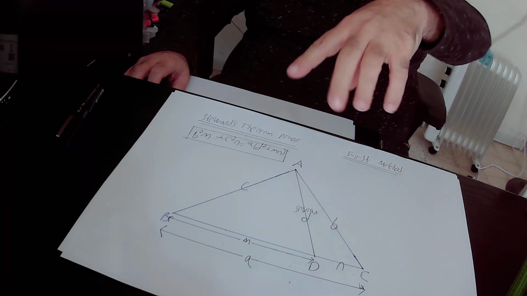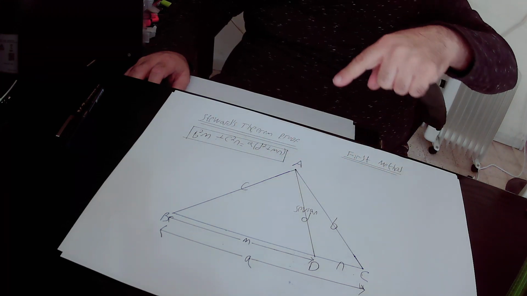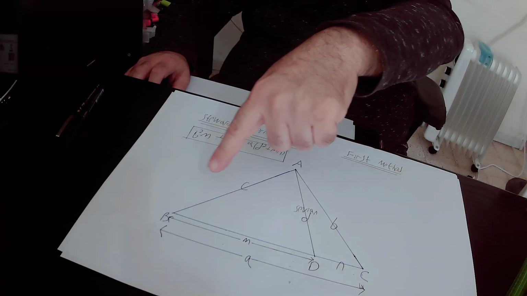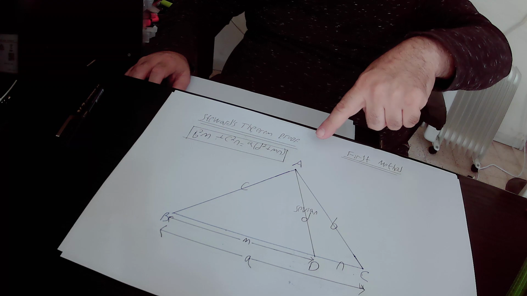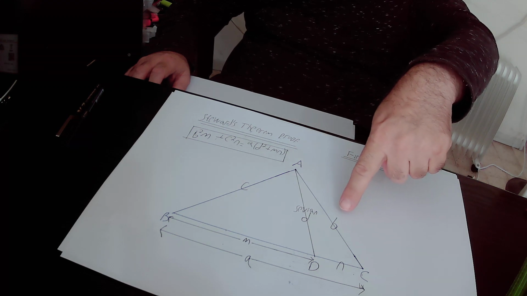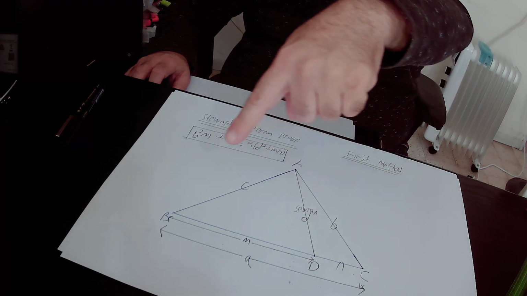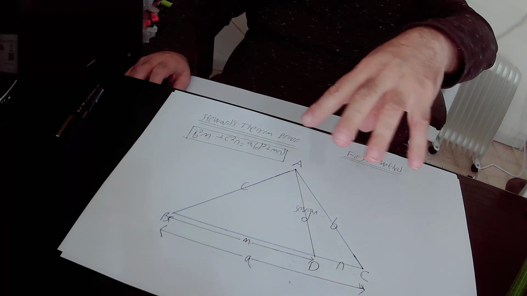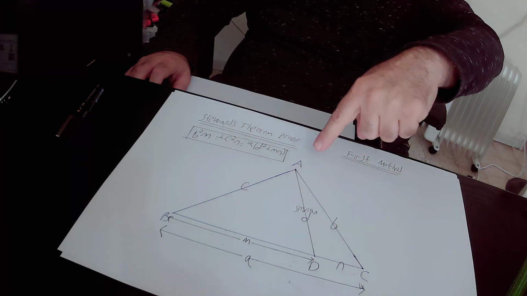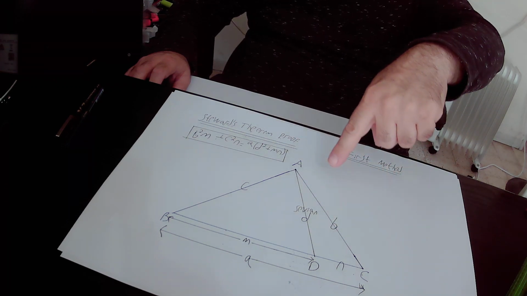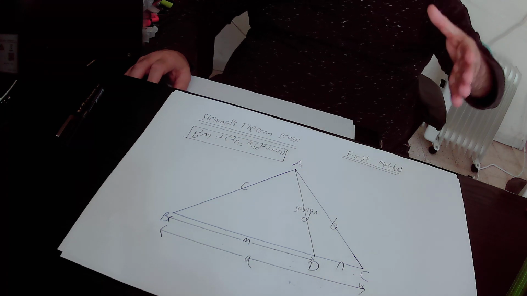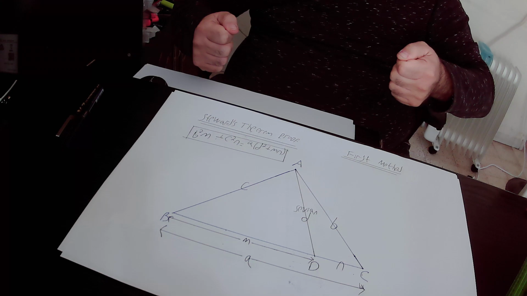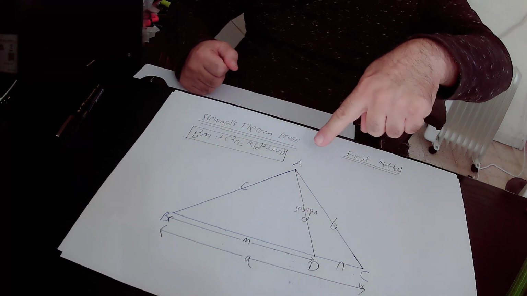So here we have triangle ABC. Side AB of triangle ABC equals C units in its length, side AC equals B units in its length, and side BC equals A units in its length, and the cevian in this triangle ABC is line segment AD. Again, the cevian is line segment AD, and Stewart's theorem yields a relation between the lengths of the sides of the triangle to its cevian.